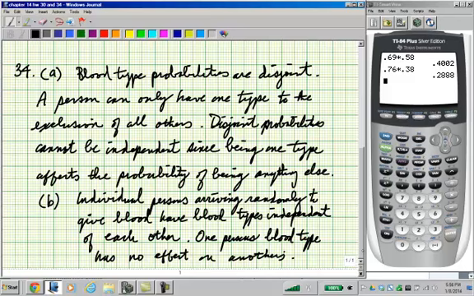However, individual persons arriving randomly to give blood have blood types independent of each other. One person's blood type has no effect on another's. That's assuming that the donors are random and independent, which is, we don't have a club of people showing up that are all type A or something like that.